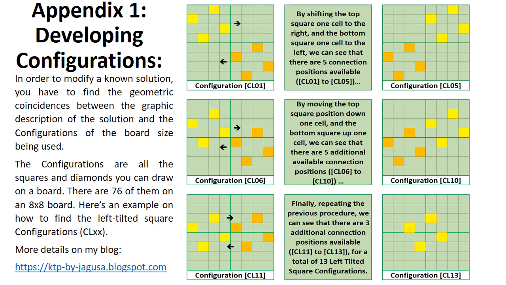Appendix 1. Developing configurations. In order to modify a known solution, you have to find the geometric coincidences between the graphic description of the solution and the configurations of the board size being used. The configurations are all the squares and diamonds you can draw on a board. There are 76 of them on an 8x8 board. Here's an example on how to find the left tilted square configuration CLXX. More details on my blog.